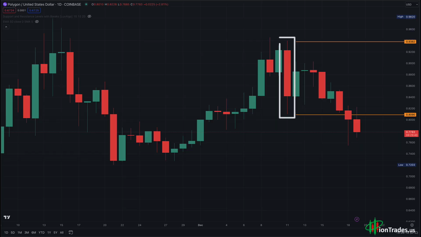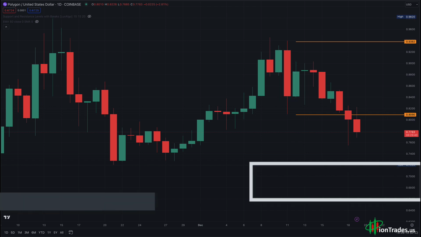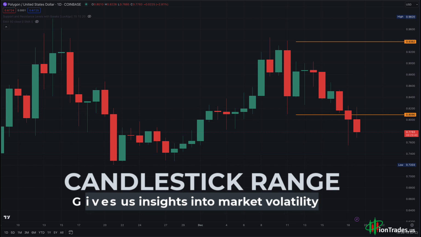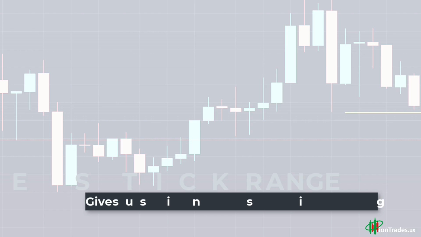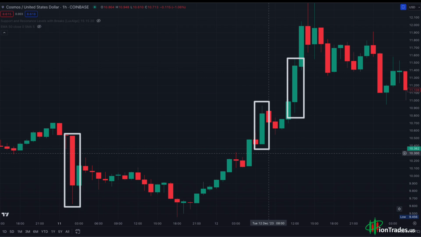Take a look at this candlestick. The upper shadow represents the highest price reached during the period, and the lower shadow shows the lowest price. The body, of course, represents the opening and closing prices. Now, understanding the range is crucial because it gives us insights into market volatility. A wide range indicates high volatility, suggesting significant price movement during that period.